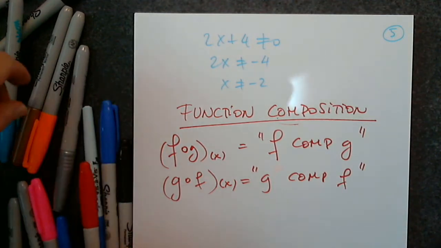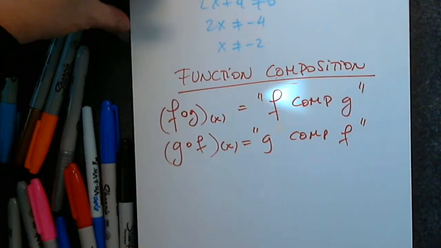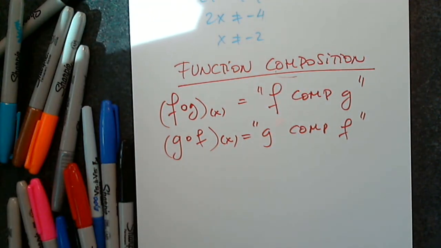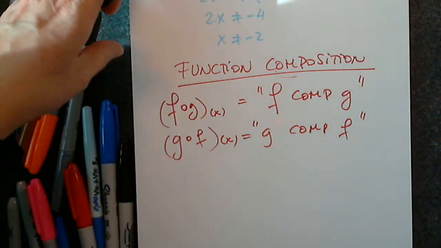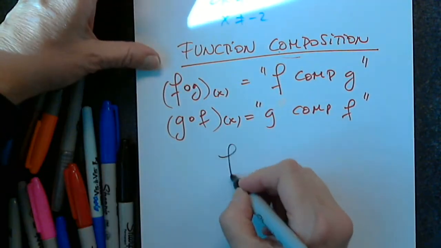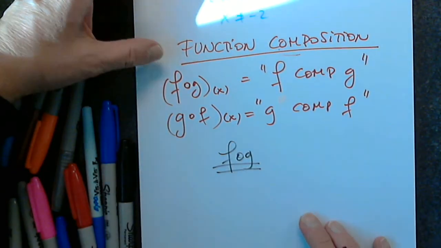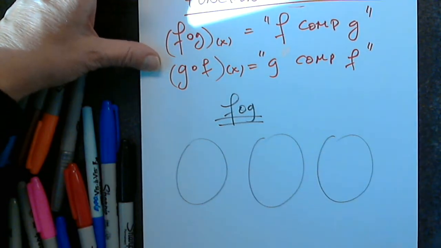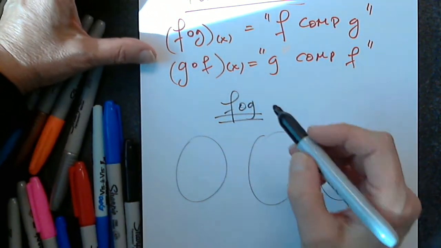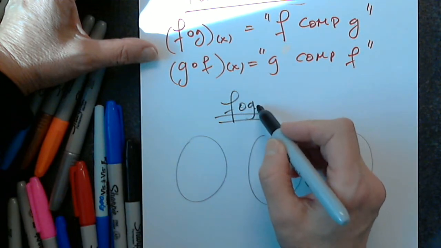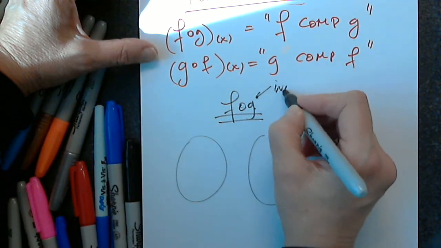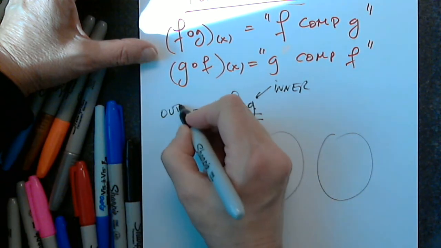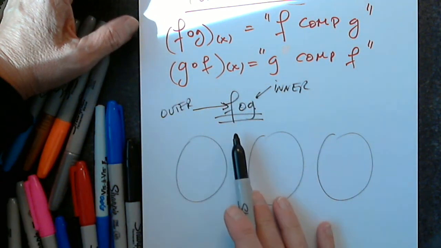But what does this mean, really? It's a fancy notation. I hope you agree. But what does it mean? So here's what it means. We're talking about f comp g first. Three bubbles. G is the first function. It's called the inner. And f is the second function. It's called the outer. And you can say this is not what I see.